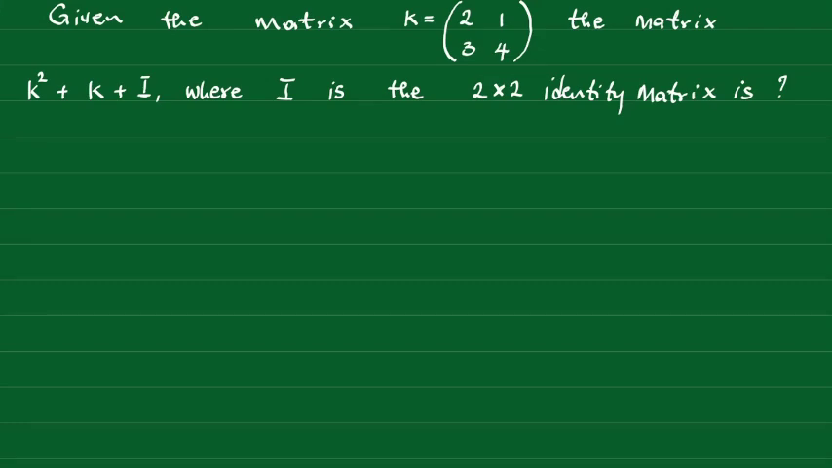All right, welcome. We have this question from JAMB 2001, question 8, where we're given the matrix K equals [2, 1; 3, 4]. The matrix K squared plus K plus I, where I is the 2 by 2 identity matrix, is?